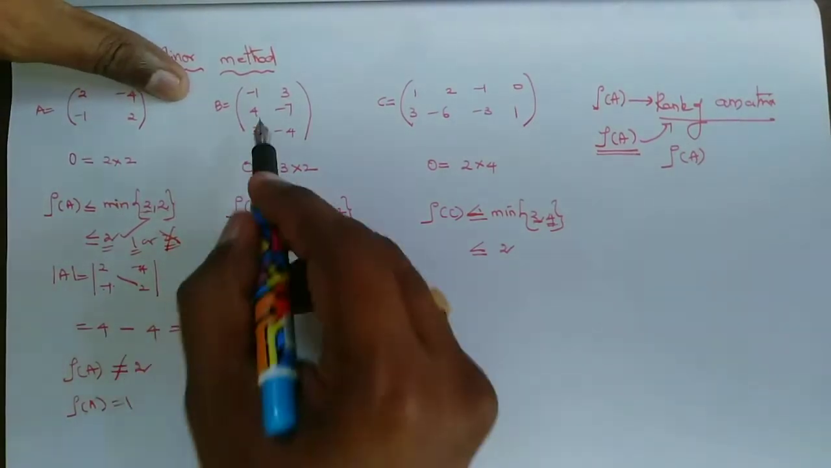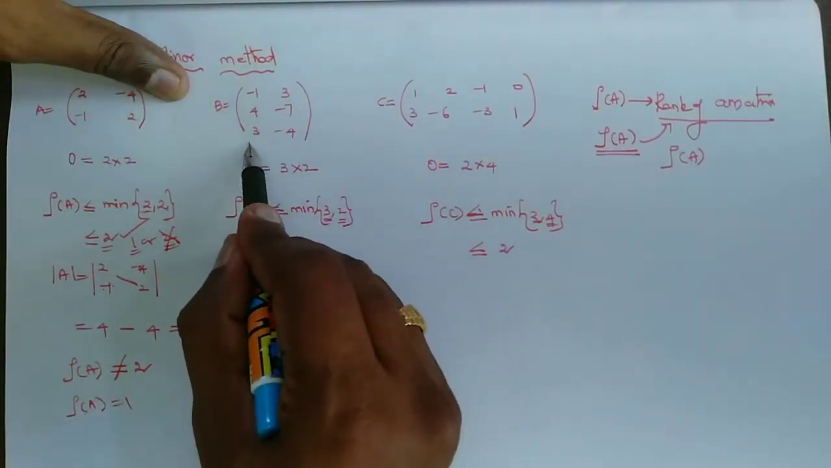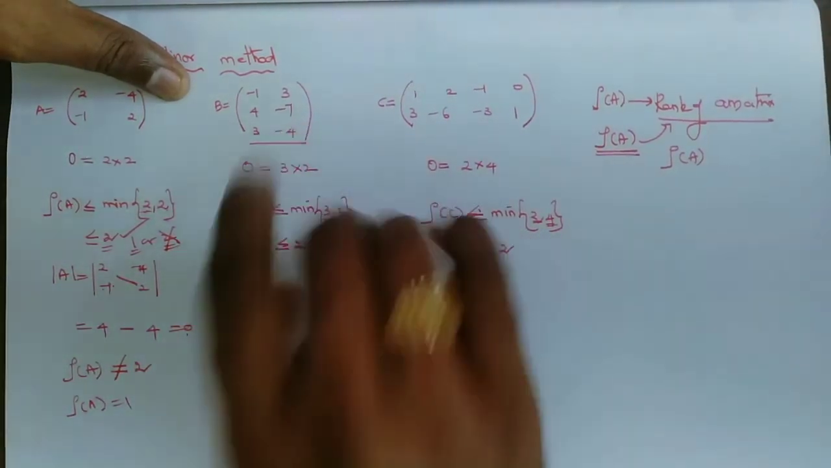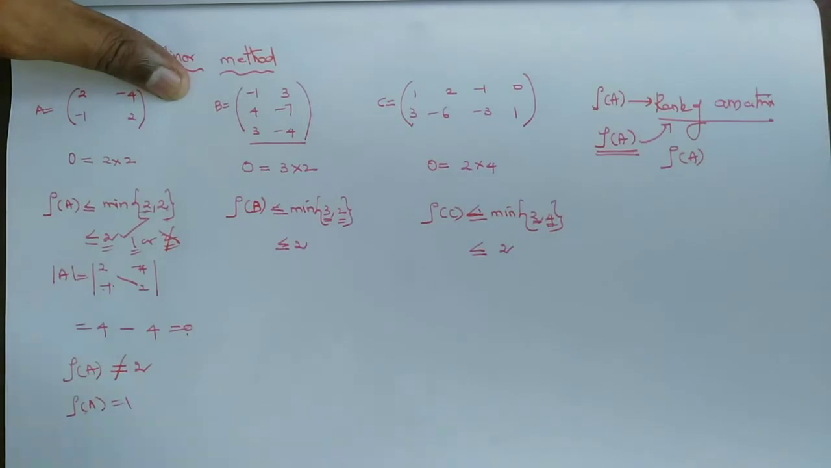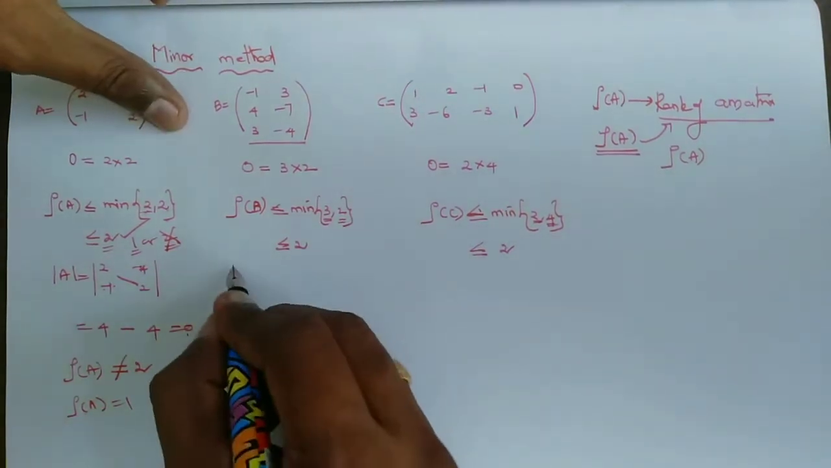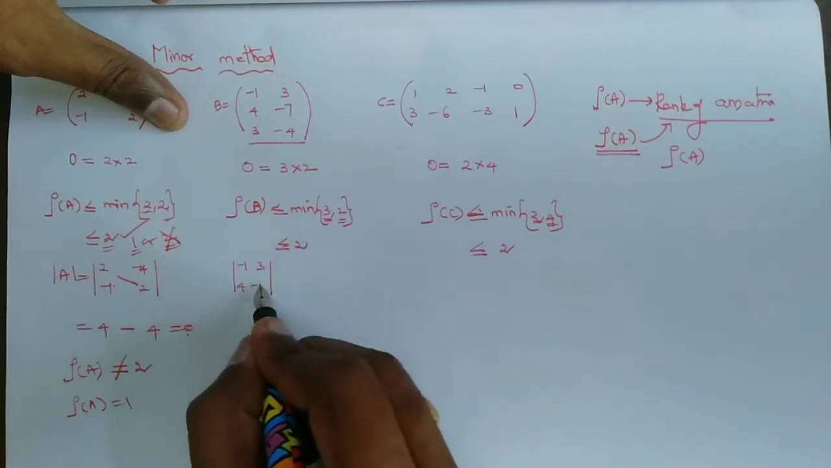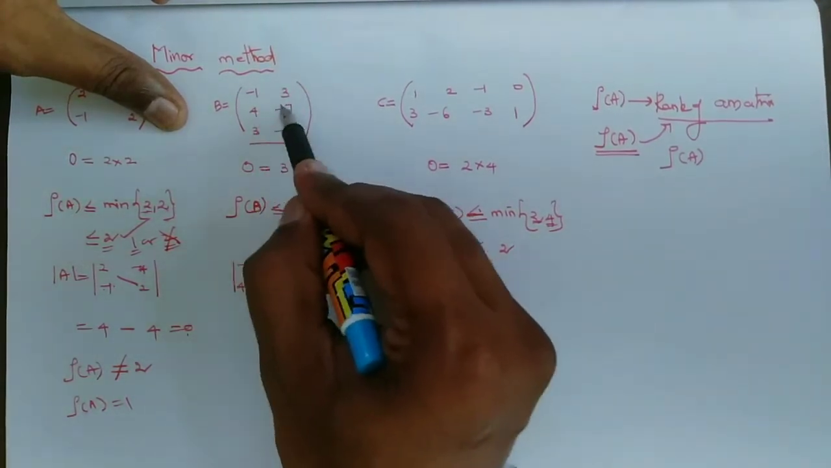So B is equal to, in this matrix I can divide it in 3 ways. In these 3 ways we need to check. What are the 3 ways? First minor: minus 1, 3, 4, minus 7.